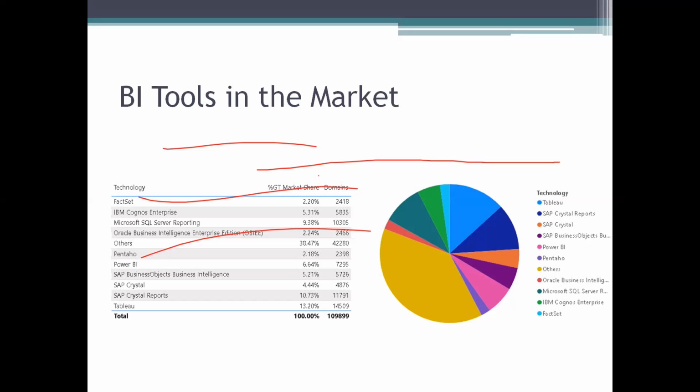So Power BI, number one. Number two is Tableau, and then comes QlikView and Business Objects. I would still go for Power BI if you guys ask me.